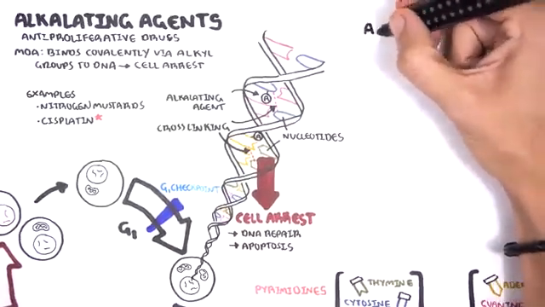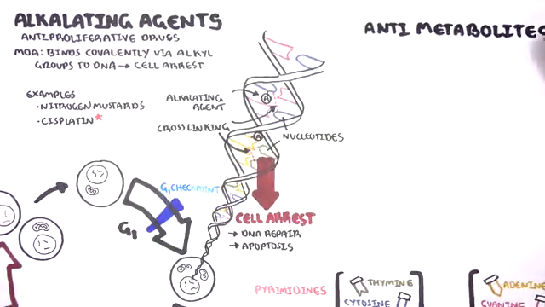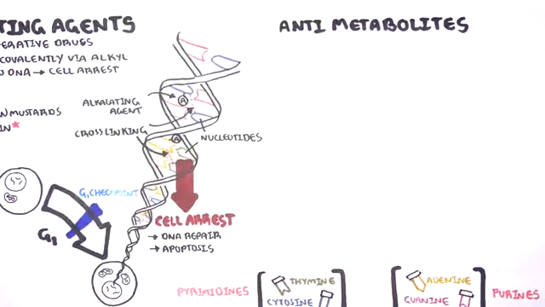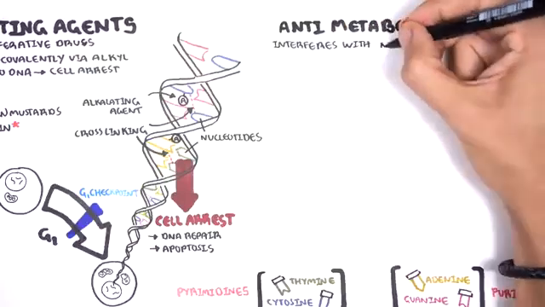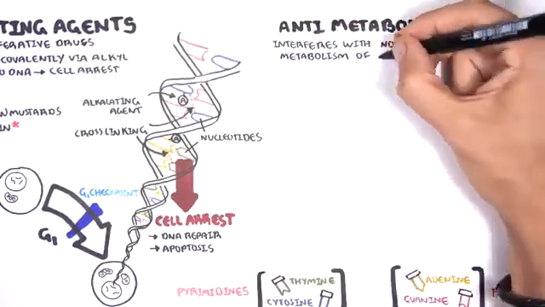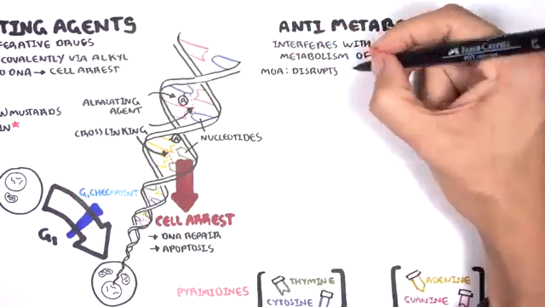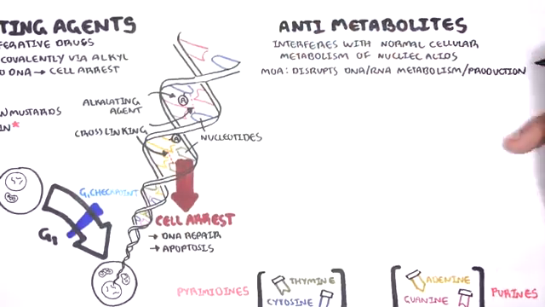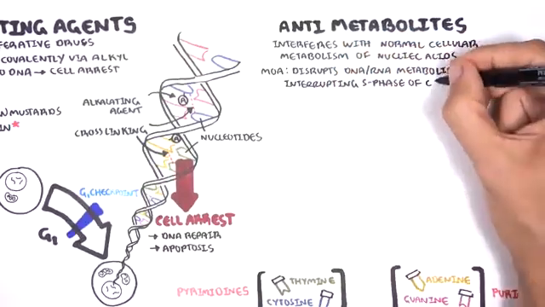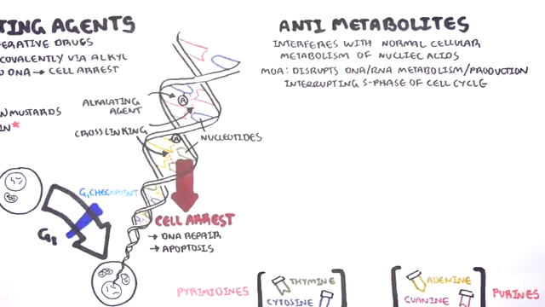The next class of chemotherapy agents are the anti-metabolites. These guys interfere with normal cell metabolism of nucleic acids. So really, they disrupt DNA and RNA metabolism and production, interrupting the S phase of the cell cycle. We will focus on DNA metabolism here. And the four nucleotides for DNA are thymine, cytosine, adenine, and guanine, of which thymine is strictly DNA.